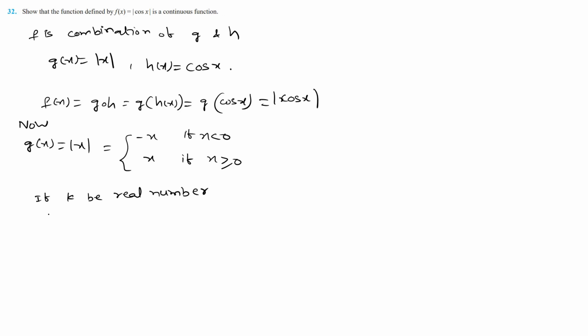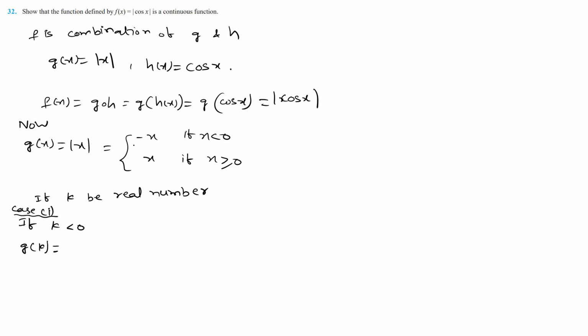So if it is a real number, how many cases will you get here? Here also you will get a total of 3 cases. The first one is case 1: if k is less than 0. If k is less than 0, then g of k is equal to how much will you get here? Less than 0 means we are getting minus x.